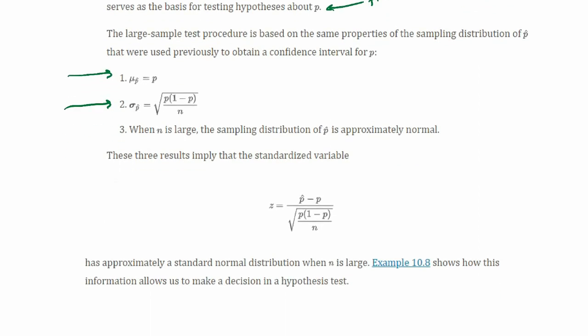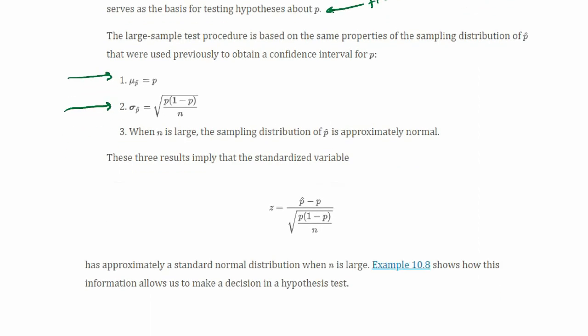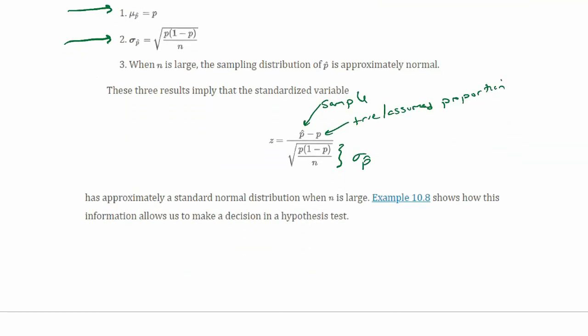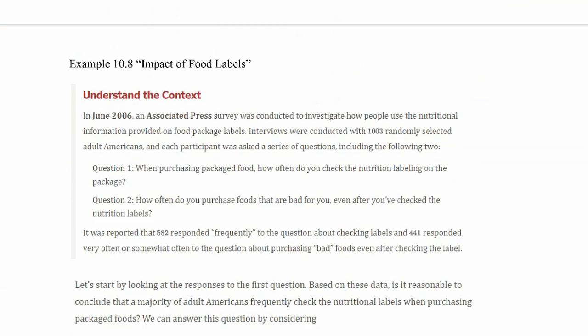And then here's our z-score formula. Remember, in general, z is the sample value minus the true or assumed proportion, and then we're dividing by our standard deviation. That was sigma p-hat, number 2 above. So that's just our typical z-score formula. And let's take a look at an example here, see how this stuff works.